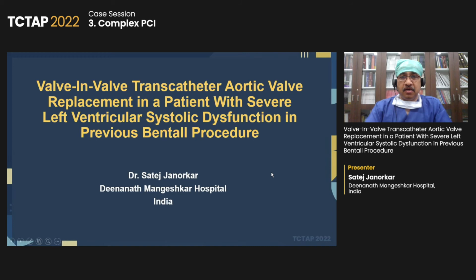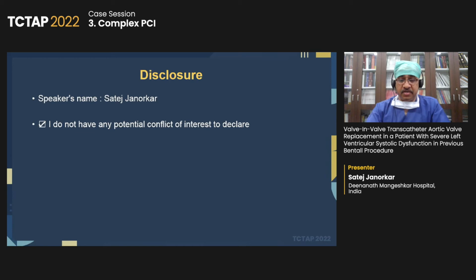Good evening, everyone. This is valve-in-valve transcatheter aortic valve replacement in a patient with severe LV systolic dysfunction in a previous Bentall procedure. I do not have any potential conflict of interest to declare.